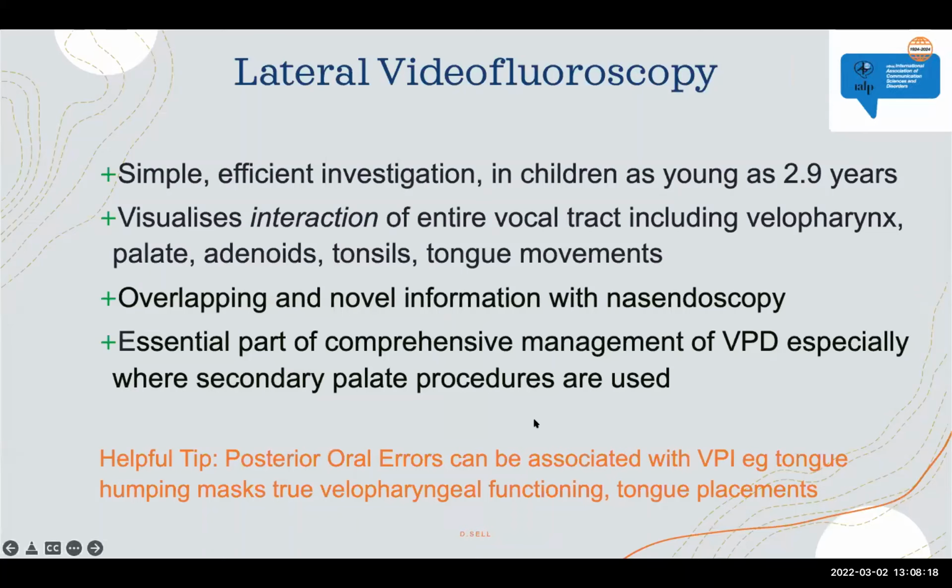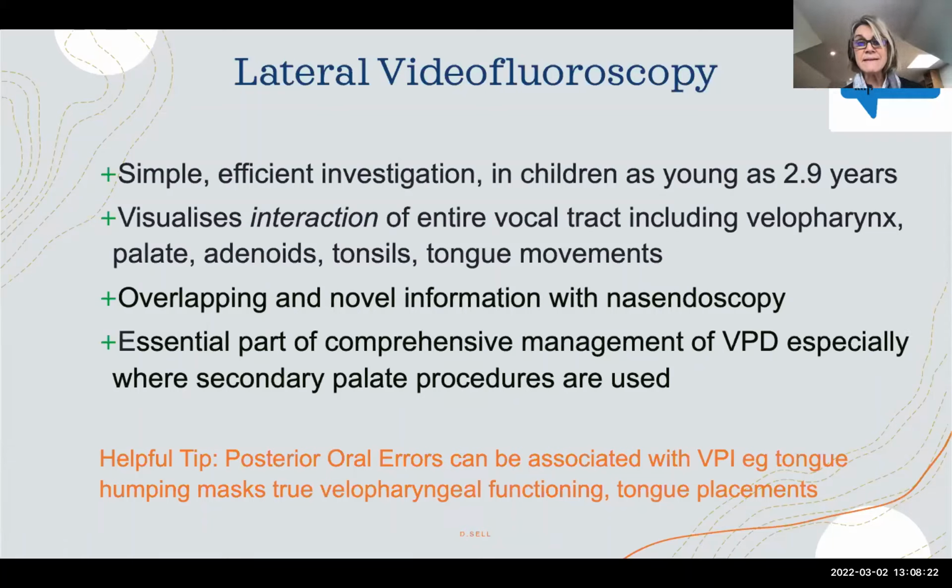So posterior oral errors can be associated with VPI, meaning that the tongue humps the palate up and you think there is velopharyngeal closure when there isn't. Indeed, you can see pharyngeal placements for your tongue. You can see palatal placements as well sometimes, which can be very helpful.